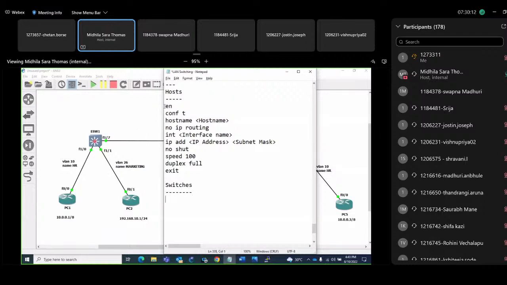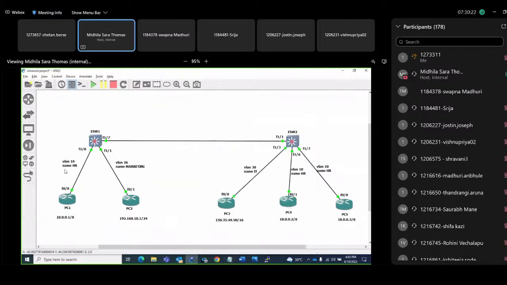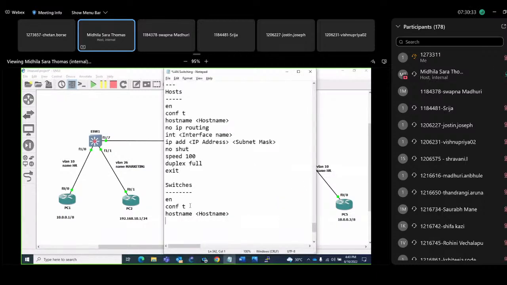First thing, the same as this: enable, conf t, hostname. Now what you have to do is how to create VLANs. We have created VLANs, right? So here, how many VLANs are there according to this? How many VLANs are there according to this? 3 VLANs.